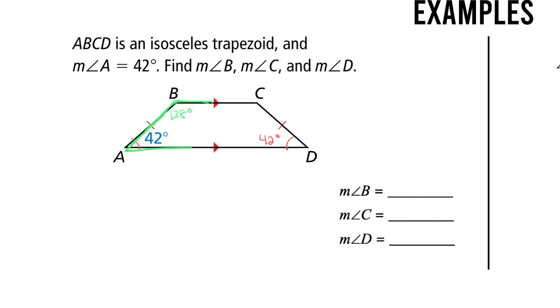And again, since it's isosceles, the base angles up top are also going to be the same. So C is also 138. So filling this out, we have angle B is 138 degrees. Angle C is also 138 degrees. And D is 42 degrees. Okay, and again, it's because it's isosceles.